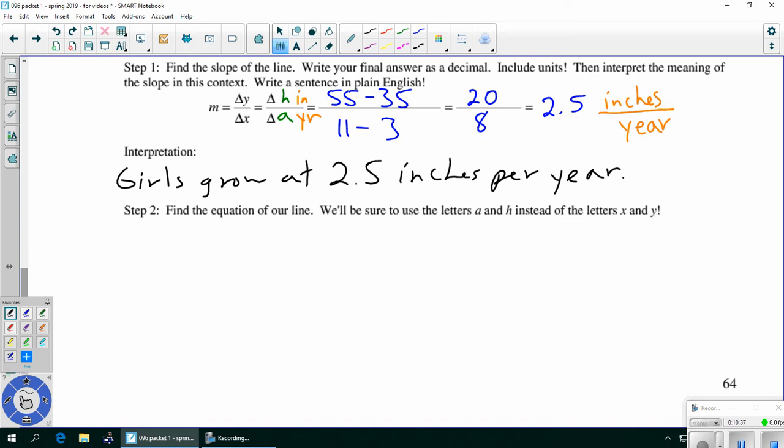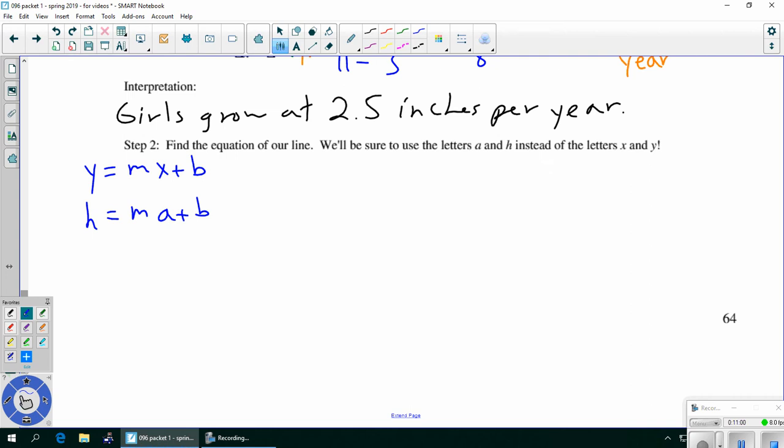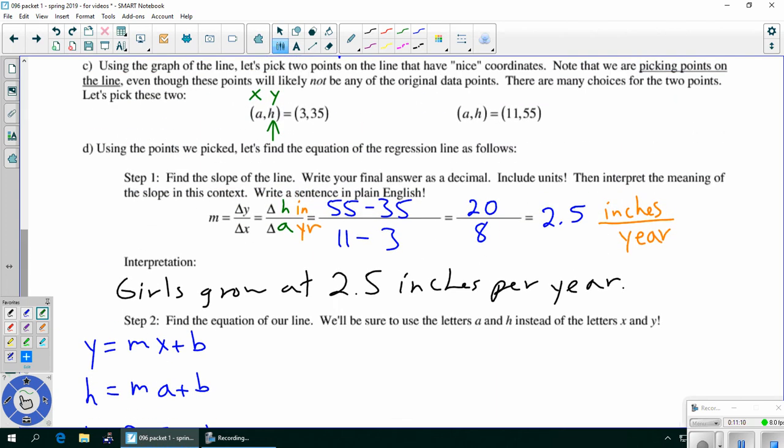Okay, let's continue to find the equation of the line, and again using the letters A and H instead of our old familiar X and Y. But we will ground ourselves in our standard X and Y equation, y equals mx plus b. But now we'll change to A and H, again just being very careful which one is which. Y was height, X was age. So there's our equation. And then we're going to replace the m with the number we just found, that was 2.5. And then I like to put a star next to that one. And then we're going to replace A and H with the coordinates of either point. We've got two of them given here. I'll focus on this first one, (3, 35).